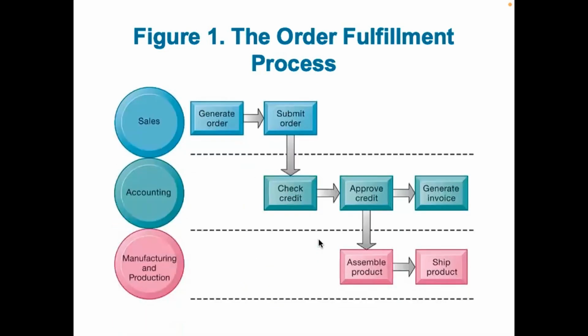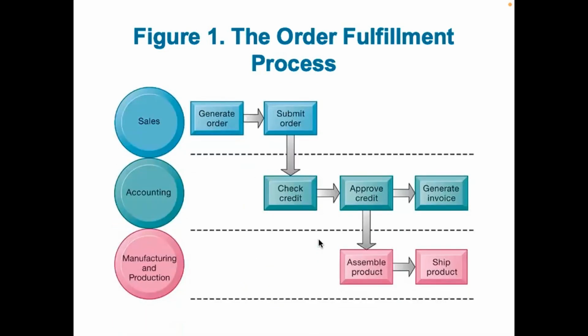Now let's look at a typical business process. The typical business process is the order fulfillment process. If you are going to order an item like buying airtime or buying credit, electricity from Netco, let's look at a typical order fulfillment process.